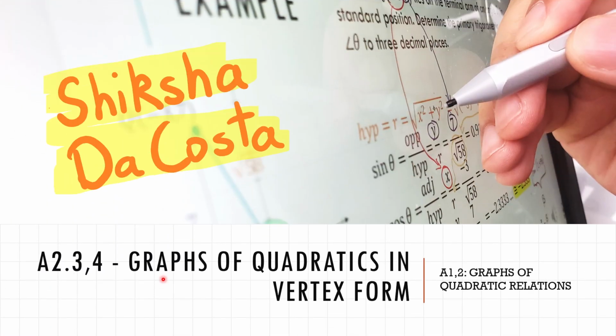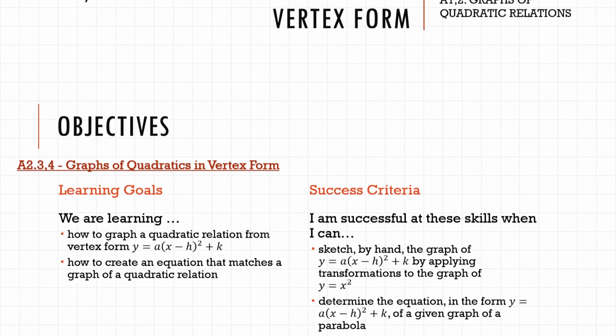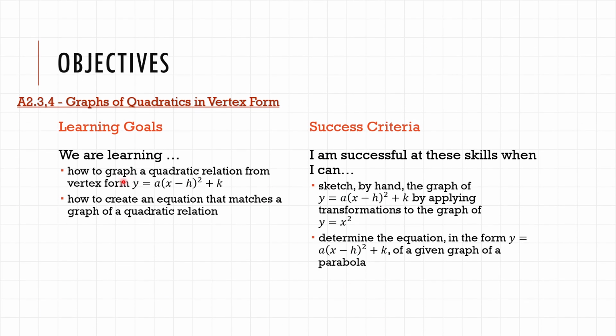Today we're going to learn about the graphs of quadratics that are in vertex form. So today we're going to learn how to graph a quadratic relation in vertex form, which is y equals a times (x minus h) squared plus k. That is a quadratic relationship. It's always going to create a parabola on a graph, and we're going to learn how to draw that parabola.